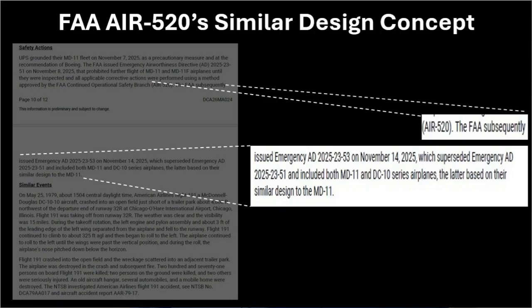The answer lies in Emergency AD 2025-23-53's overreaction, because it wasn't logical. According to the new Emergency AD, quote, the FAA subsequently issued Emergency AD 2025-23-53 on November 14, 2025, which superseded Emergency AD 2025-23-51 and included both MD-11 and DC-10 series airplanes, the latter, meaning the DC-10, based on their similar design to the MD-11. Remember the term similar design.